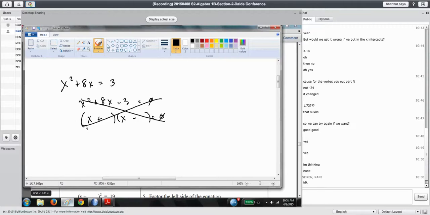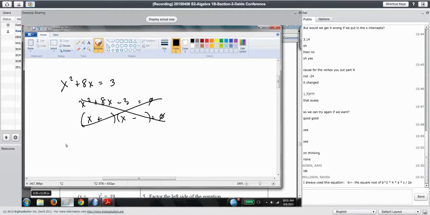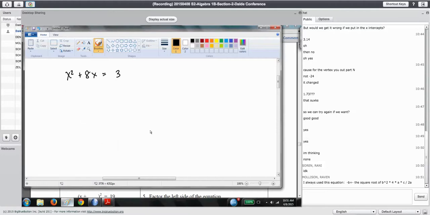Now, let's go back to doing this. x squared plus 8x equals 3. I'm going to rewrite the equation, but instead I'm going to put a big space over here. So it's x squared plus 8x equals 3. Are we cool? All right. Now, I'm going to add a random number to the outside of this thing. I'm going to add 16 to this side right here.